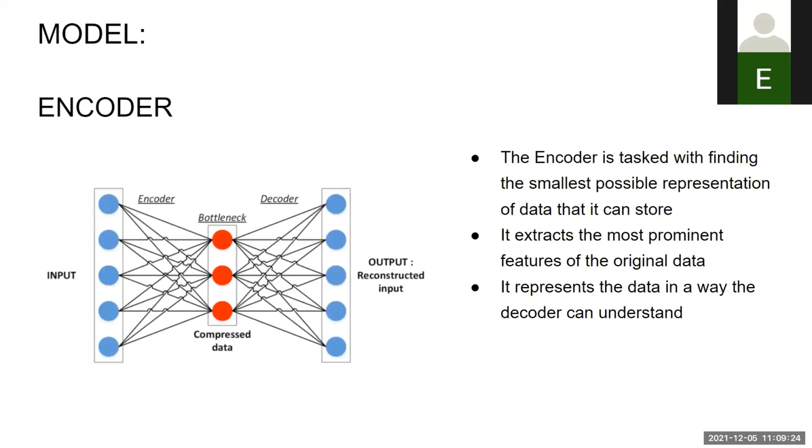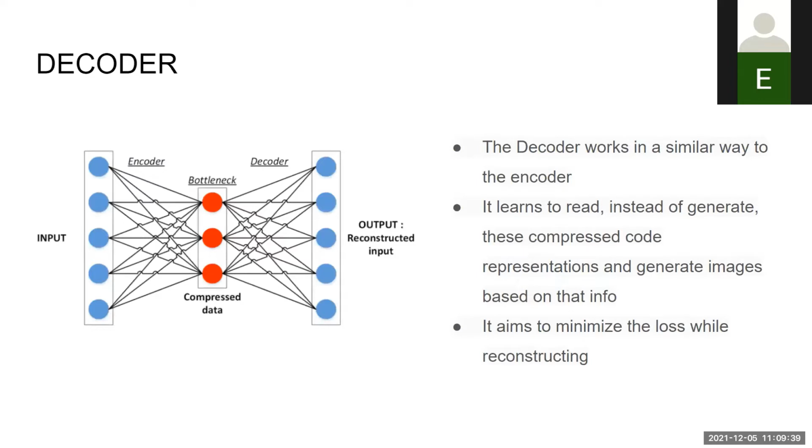The encoder is tasked with finding the smallest possible representation of data that it can store, extracting the most prominent features of the original data, and representing it in a way the decoder can understand. The decoder also works in a similar way to the encoder, but in the opposite way. The decoder learns to read these compressed code representations and generate images based on that information. The decoder aims to minimize the loss while reconstructing. From here, Sandeep will take on the explanation of the code.